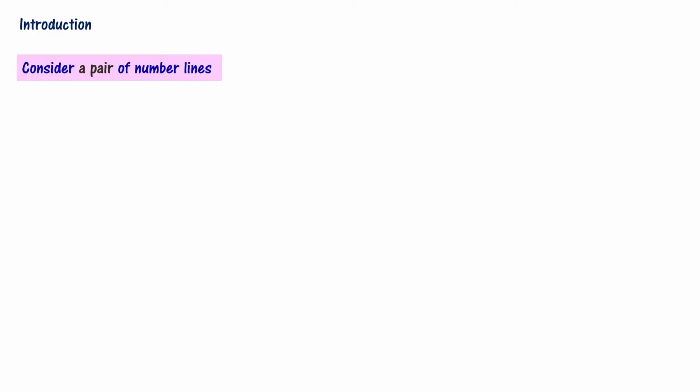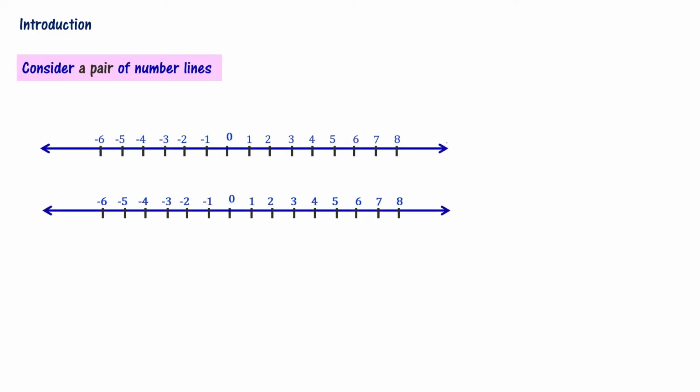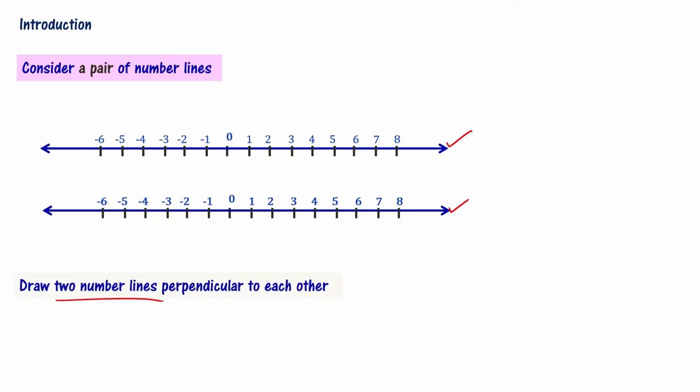Let us now consider a pair of number lines. I have two number lines here, right? Number 1 and number 2. These are two number lines. But if we just draw number lines like this, it is not going to be interesting. What we have to do is, we have to draw two number lines perpendicular to each other. Since we draw number line 1 and number line 2 perpendicular like this, it is going to be very interesting, and this is going to be the fundamental block of coordinate geometry.